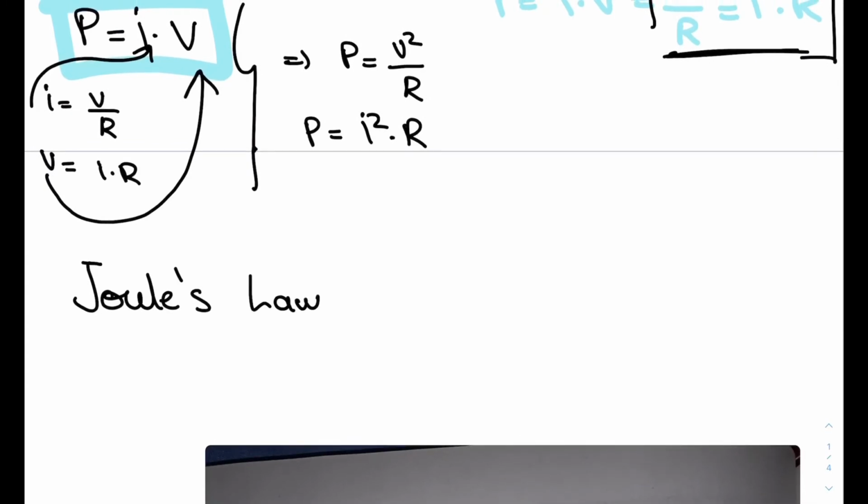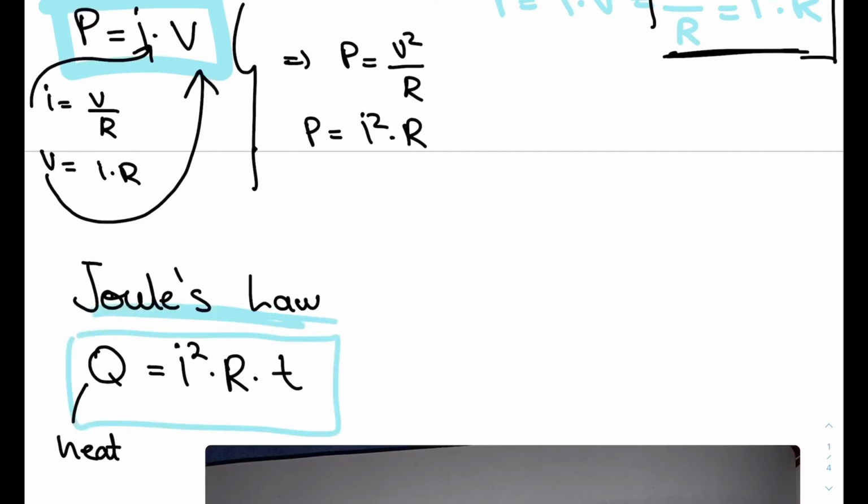So he said that when current flows through resistors, energy is dissipated as heat. So this one is heat. Q is heat, okay? Heat equals I squared times R times time. So do not forget this formula. Also this formula, do not forget. It's Joule's law, okay? Do not forget this one.